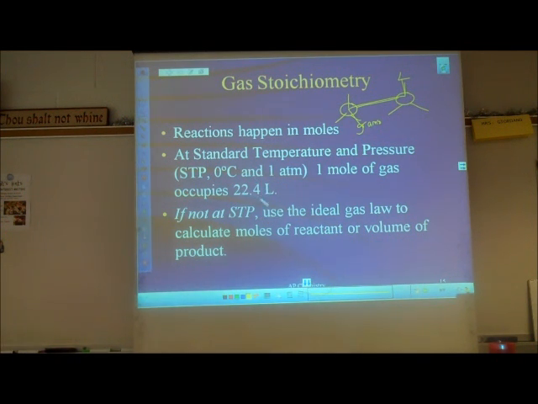What if you're not at STP? I'm going to show you examples of each type in just a second. Notice that nowhere in this bullet have I said anything about the ideal gas law. The only time you would need to use that is if you have a reaction that is not at STP. And you can't just use the ideal gas law. You'll have to use the ideal gas law along with some kind of T-chart stoichiometry conversion. So let's look at an example of each type.